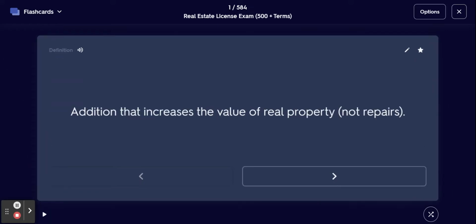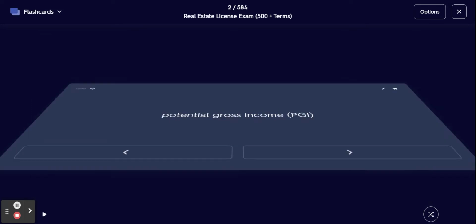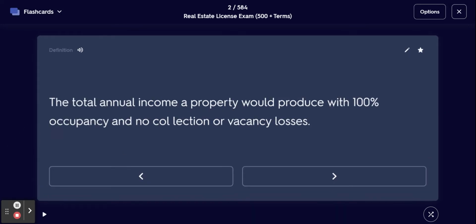addition that increases the value of real property. Potential gross income. The total annual income a property would produce with 100% occupancy and no collection or vacancy losses.